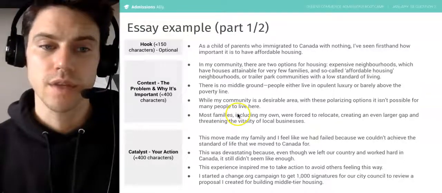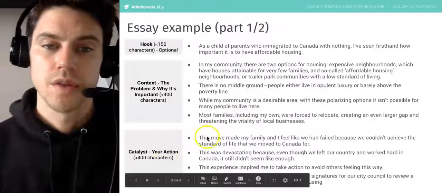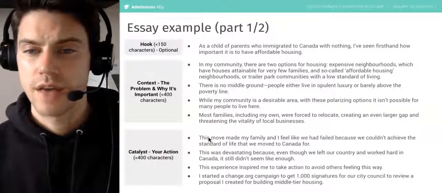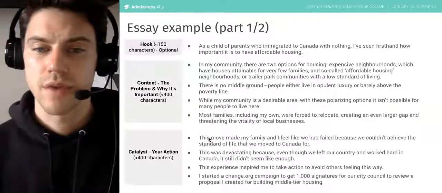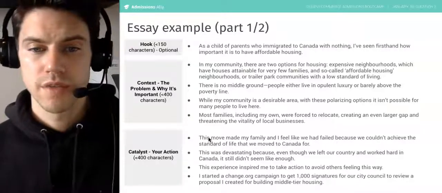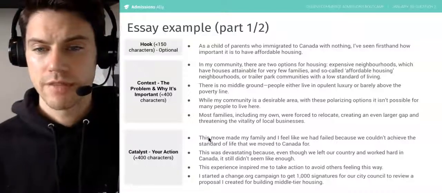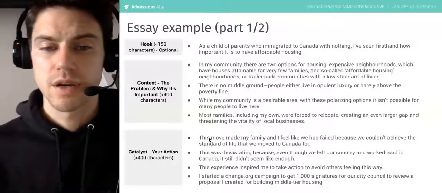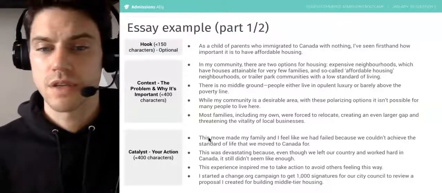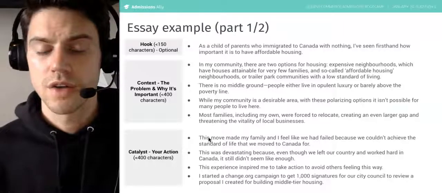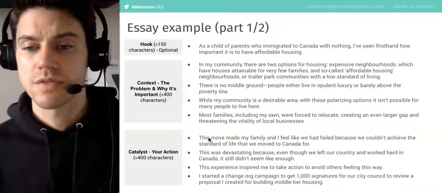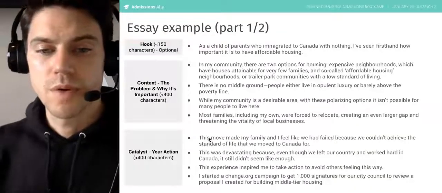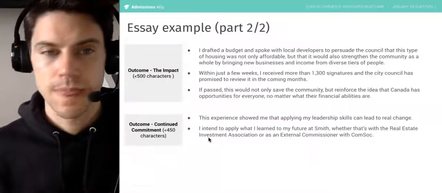businesses. Then your action. So this move made my family and me feel like we had failed because we couldn't achieve the standard of life that we moved to Canada for. This was devastating because even though we left our country and worked hard in Canada, it still didn't seem like enough. This experience inspired me to take action and prevent others from feeling this way. I started a change.org campaign to get 1,000 signatures for our city council to review a proposal I created for building middle tier housing.